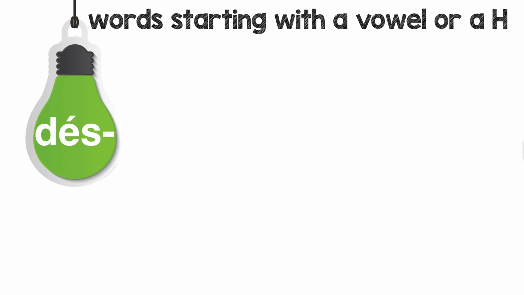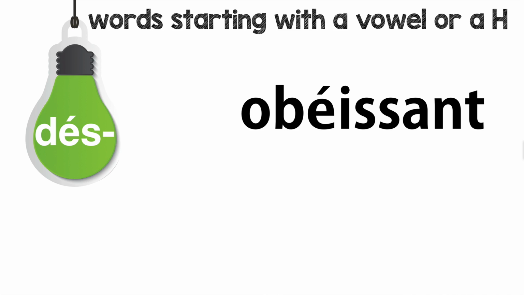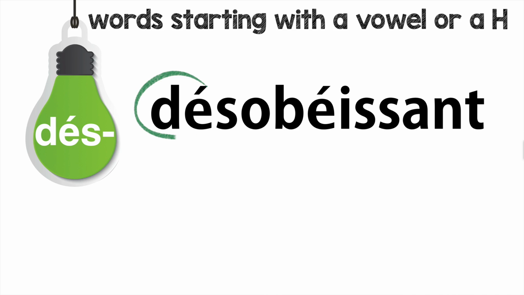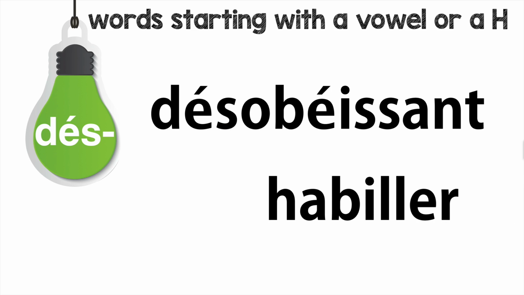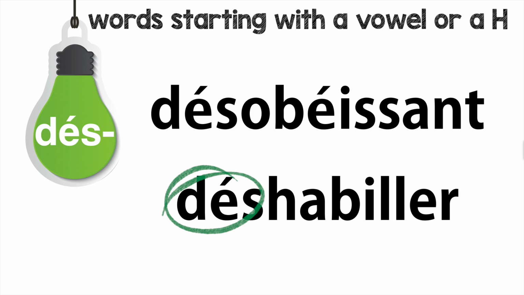If your word starts with a vowel or the letter H, in this case, dé becomes dés with that letter S. Obéissant is obedient, but if you want to say disobedient, you say désobéissant. And it's quite similar with the English word disobedient with the letter S, désobéissant. Habiller, to dress, well, déshabiller, to undress. Déshabiller in this case, because here we've got the letter H.